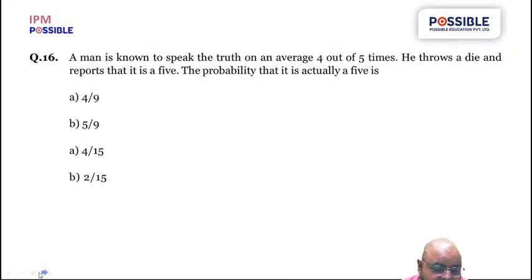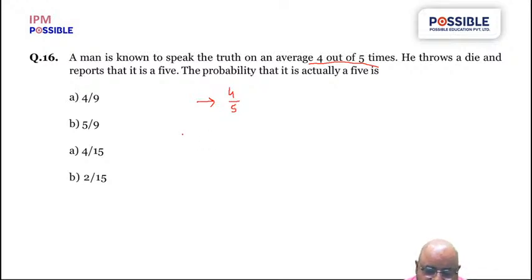Question 16 then. A man is known to speak the truth on an average 4 out of 5 times. He throws a die and he reports it as a 5. The probability that it is actually a 5, I think the answer here should be 4 by 5, for the simple reason that he speaks the truth 4 out of 5 times, and since he's saying it is a 5, we want to know what is the probability that it is a 5. It will happen when he's saying the truth, and therefore 4 out of 5 times this will happen.